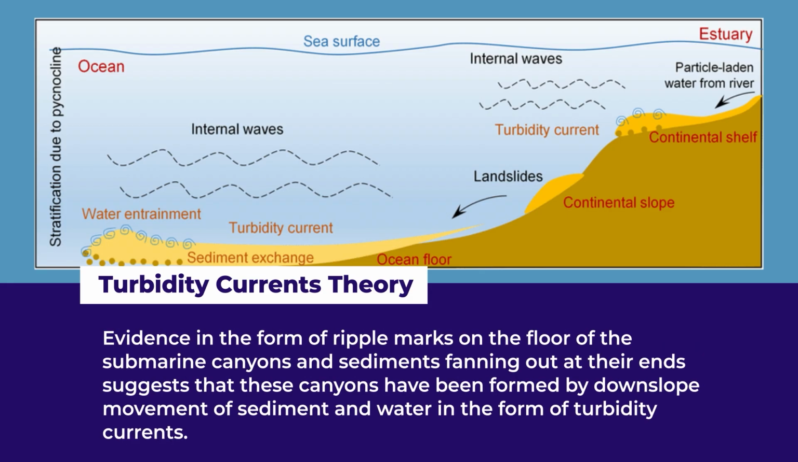Evidence in the form of ripple marks on the floor of submarine canyons and sediments fanning out at their ends suggests that these canyons have been formed by downslope movement of sediment and water in the form of turbidity currents.